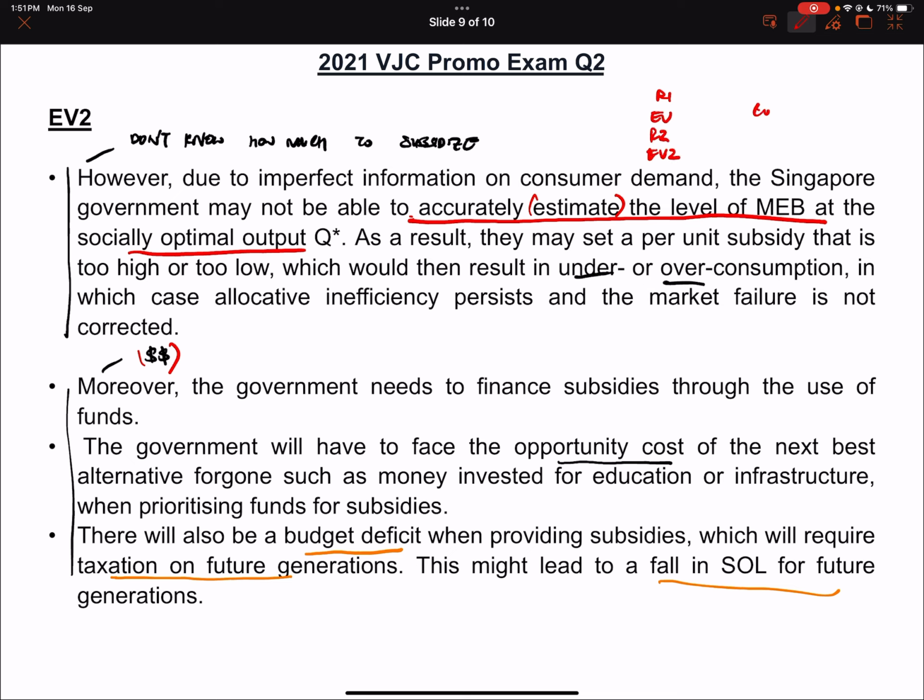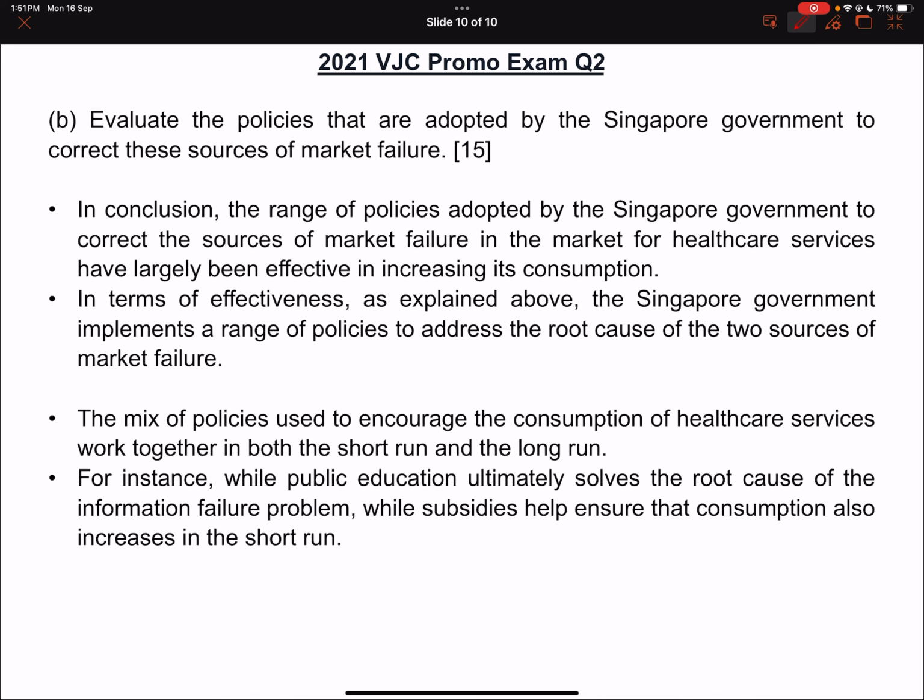So now let's go into the conclusion. I just want to reiterate 3 points. The first one, as I always mention in class, is signpost. New paragraph, and signpost. Answer the question directly. If they ask you to evaluate, you say, yes, it has been largely effective. So answer the question directly. I like students who do that.